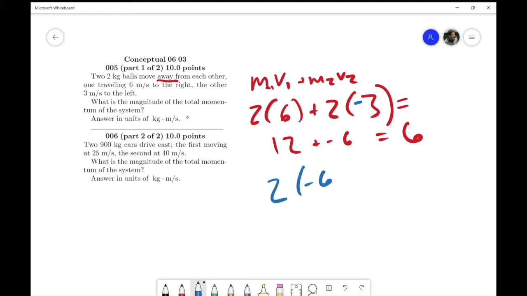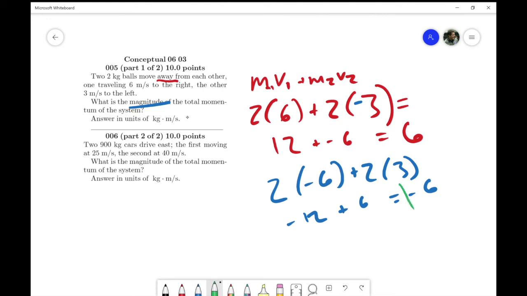Now, what if I made the other velocity negative instead, right? So I'd have a 2 times a -6. So I'd end up with a negative answer. But notice that it asks for magnitude, and magnitude means absolute value. So either one of these ways of doing it, I still get the absolute value of the answer, I'd still end up with the same answer, which is going to be 6.